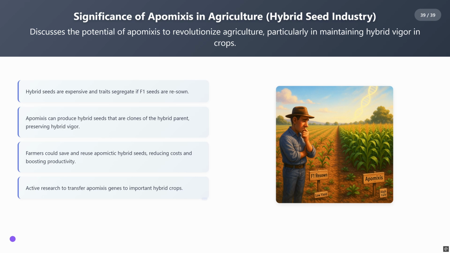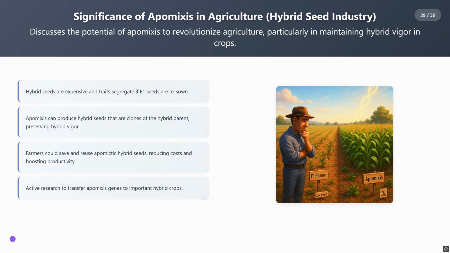Apomixis holds tremendous potential, yes. Hybrid crop varieties, as you know, often show significantly higher yields and better performance due to hybrid vigor. But a major challenge is that farmers usually have to buy fresh hybrid seeds every single planting season. Why is that? Because if you collect seeds from a hybrid plant and sow them, the desirable traits segregate out in the next generation due to meiosis and genetic recombination. The offspring won't be uniformly vigorous like the original hybrid. Producing new hybrid seeds each year is also a costly and labor-intensive process, making the seeds expensive for farmers.